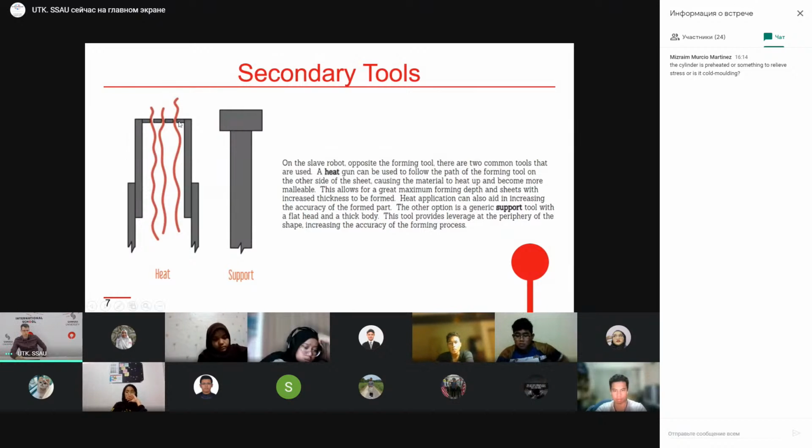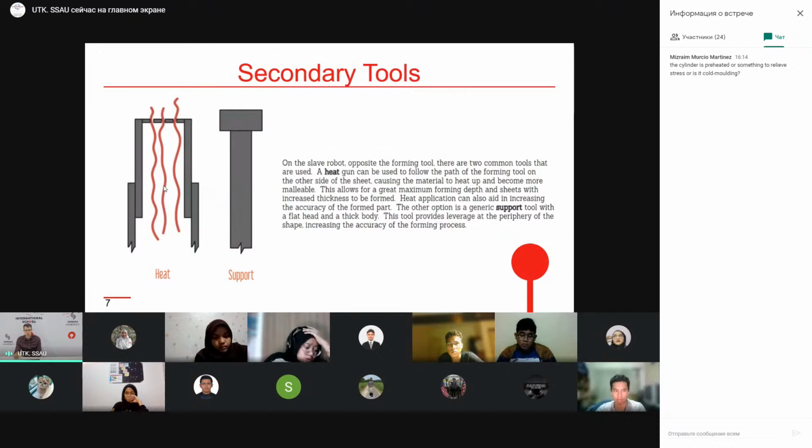For example, if we are using a heating gun and heat the blank with hot air, we also need to move this heat gun, and this movement should repeat the movement of the principal tool. It's not very easy because we need, for example, a second robot. How can we solve this problem?